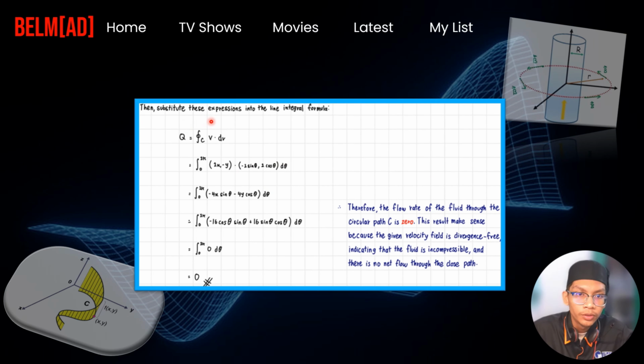Next, we substitute this expression into the line integral formula. Then we get the answer is 0. So the answer is acceptable and makes sense because there is no net flow through the closed path.